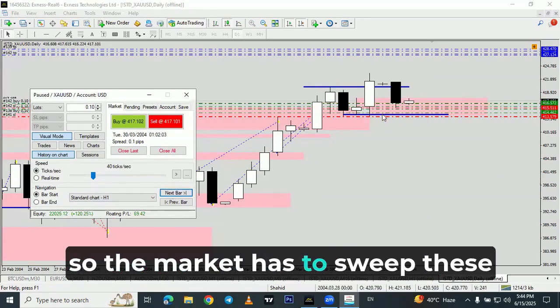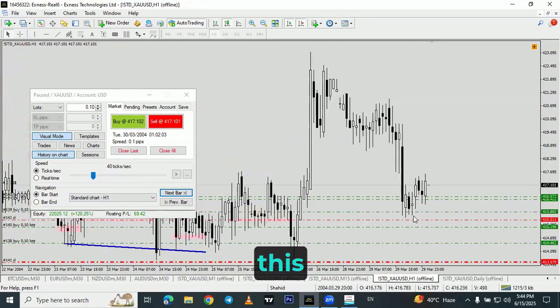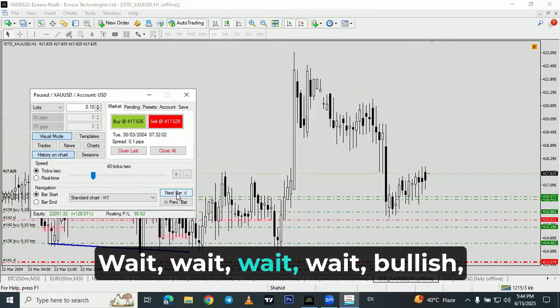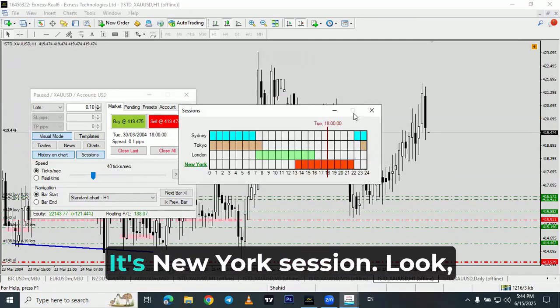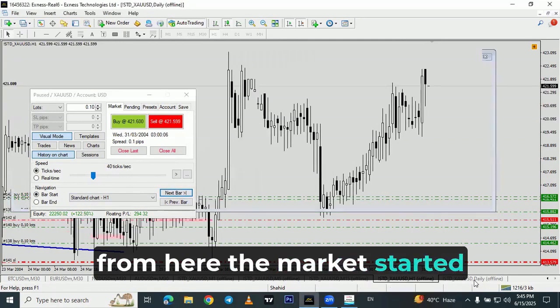So the market has to sweep these people. If it has to be bullish, then from DPA, this thing grew. So even after sweeping it, it can be bullish here. Wait. Bullish happened. Which session is it? It's New York session. Look, now here it's bullish. Okay, from here the market started to become bullish.